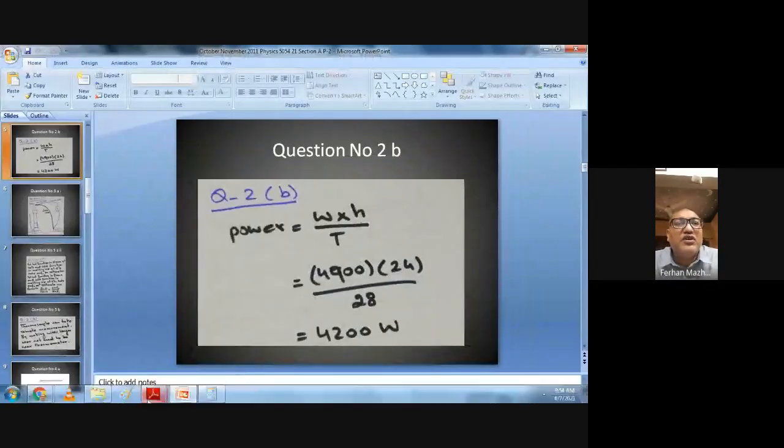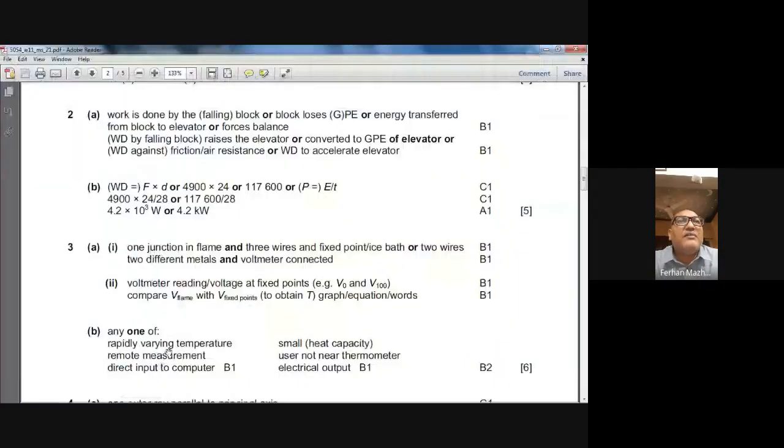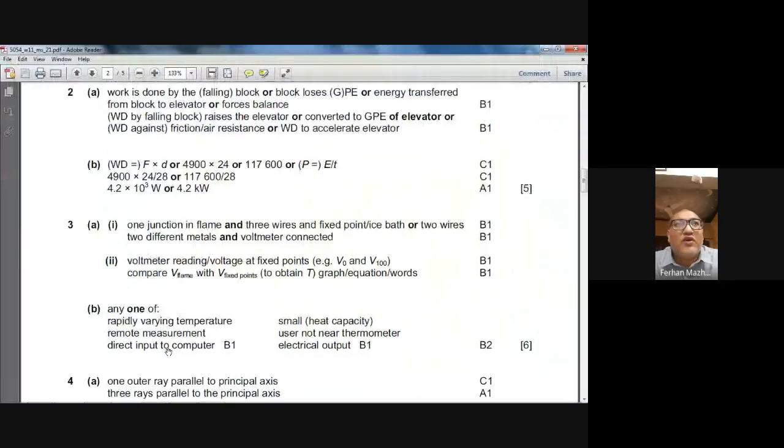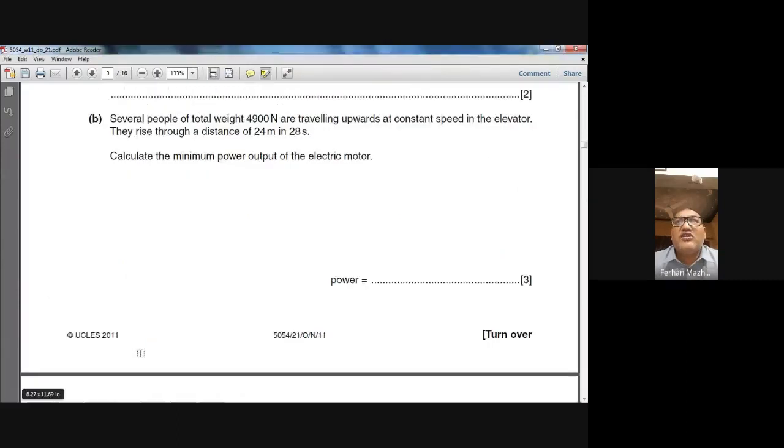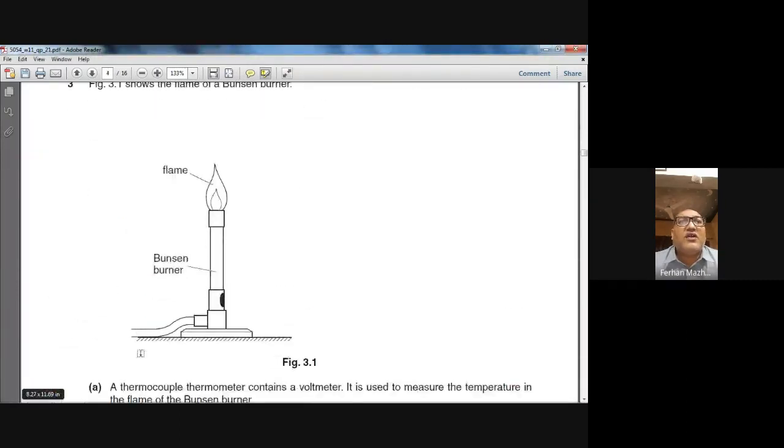Let me show you the marking scheme. The marking scheme says 4.2 kilowatts, so our answer is perfectly fine. You can see question number 2B part showing on your screen, and we are done with question number 2. Hopefully you have understood this. Okay, so now we are moving to the next question.